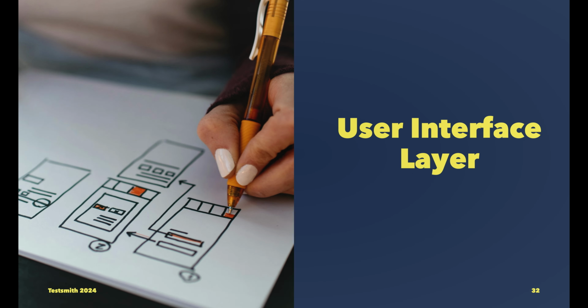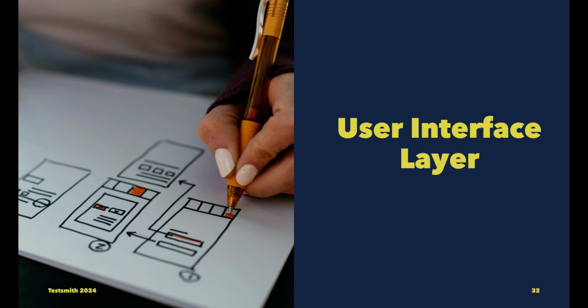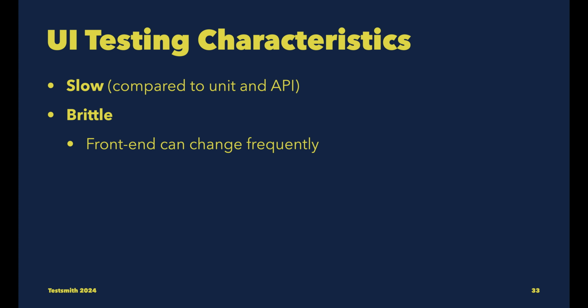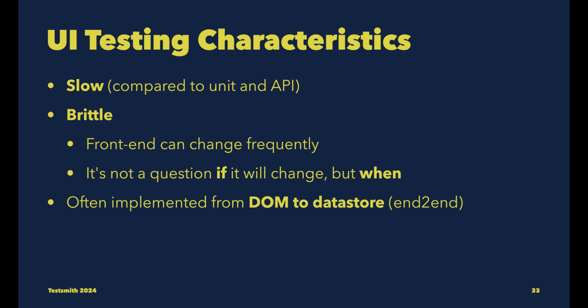We have reached the top layer, the user interface testing layer. Let's discuss the characteristics and benefits of this layer. To start with the characteristics. Slow compared to the other layers. Tests in this layer tend to be brittle. Front end can change frequently and unexpectedly. Small changes can have a huge impact on automated tests, often implemented as DOM to data store, so-called end-to-end tests.